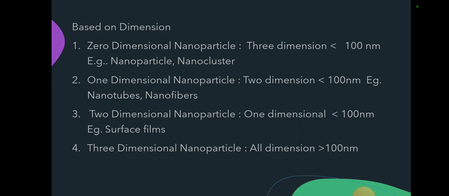For example, 0-dimensional nanoparticles such as nanoparticles, nanoclusters, etc. An example for 1-dimensional nanoparticles: nanotubes, nanofibers, etc. And for 2-dimensional nanoparticles, surface film is an example. Then 3-dimensional consists of all nanoparticles which have dimensions greater than 100 nm.